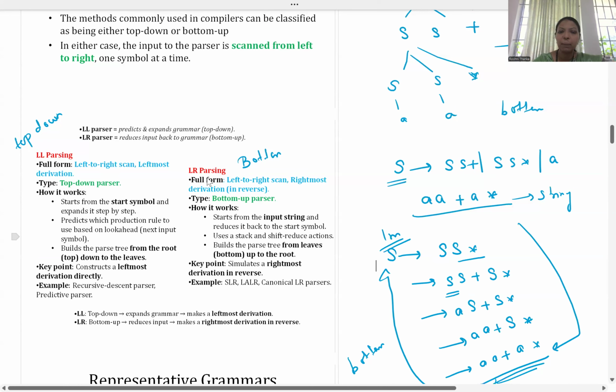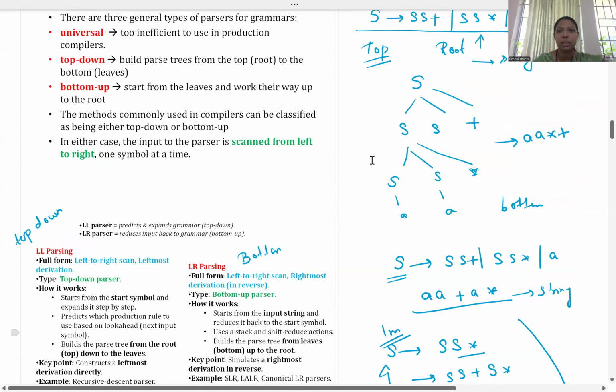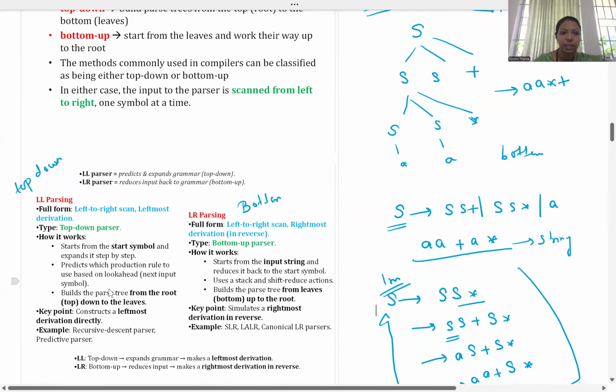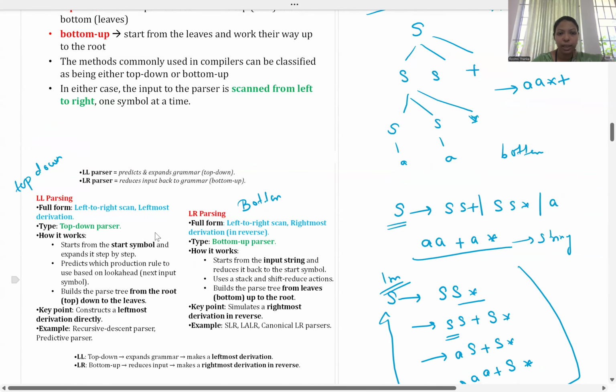So what is LL parsing? It is an example of top-down parsing. Top-down parsing means it starts from the root node and then goes step by step, expanding it until we receive the final output string. So what is LR parsing? It is a bottom-up parsing. So what does it do? It starts from the string.